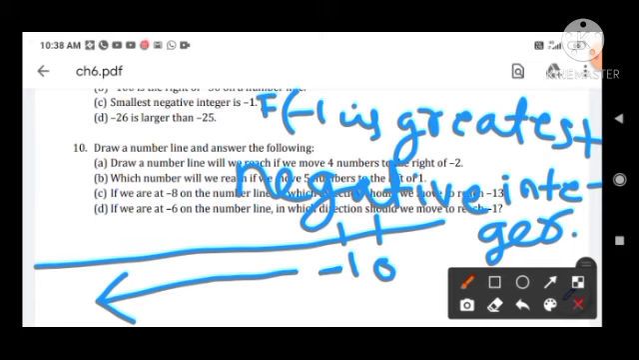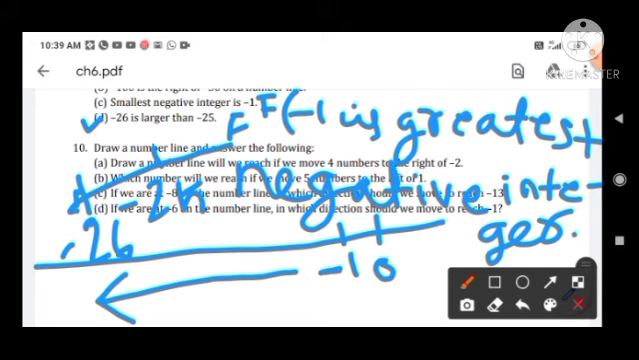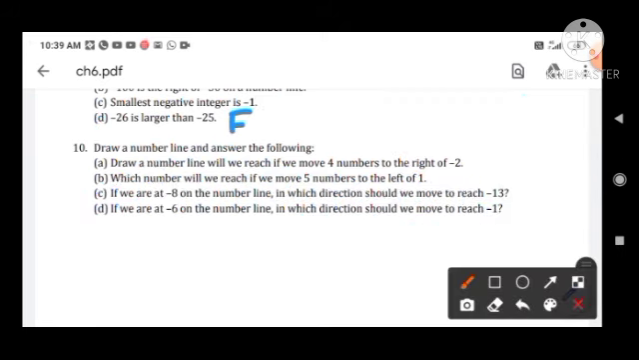Now come to question number D. Minus 26 is greater than minus 25. So if it is minus 25 here on the number line, then where will minus 26 be? Minus 26 will be in this way, isn't it? Now which will be greater? Minus 26 is larger, or minus 25 is larger? Because minus 25 is on the right side of minus 26, isn't it? That means this answer will be false, because minus 25 will be on the right side of minus 26. So minus 26 will not be larger. Minus 26 will be smaller than minus 25.